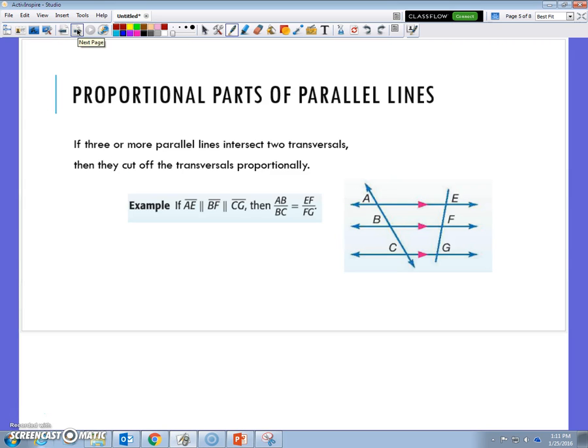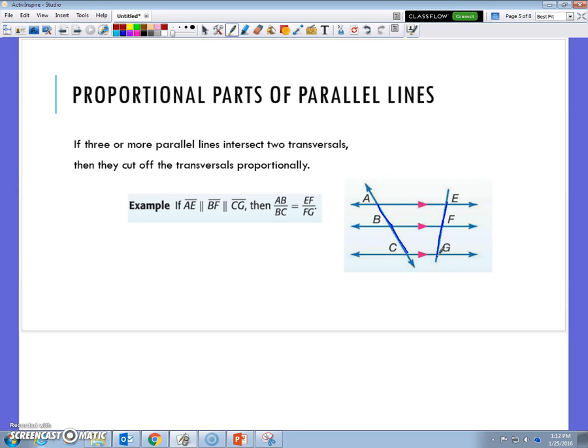Proportional parts of parallel lines. If three or more parallel lines intersect two transversals, then they cut off the transversals proportionally. That sounds really confusing and long, but it's not near as bad as it seems. It says if these three lines are parallel, then AB compared to BC is also equal to EF compared to FG.